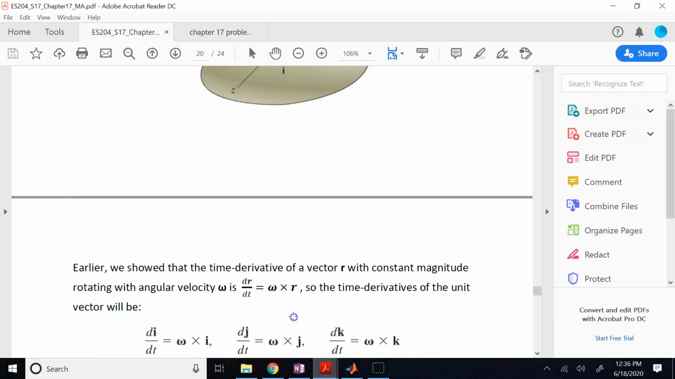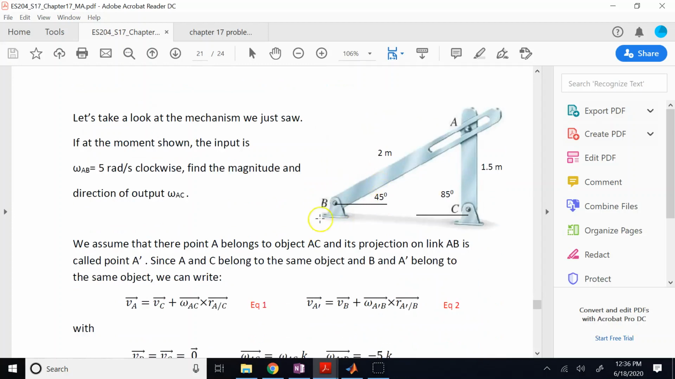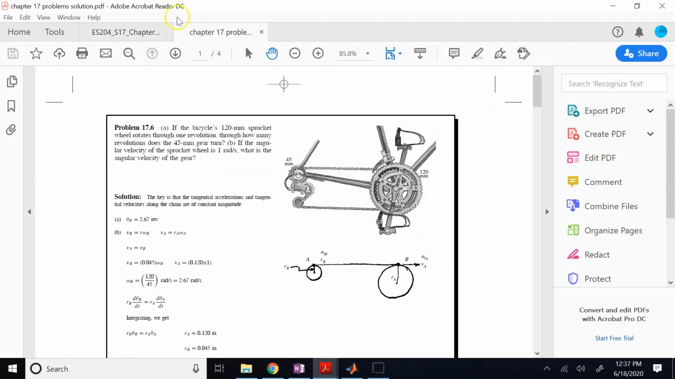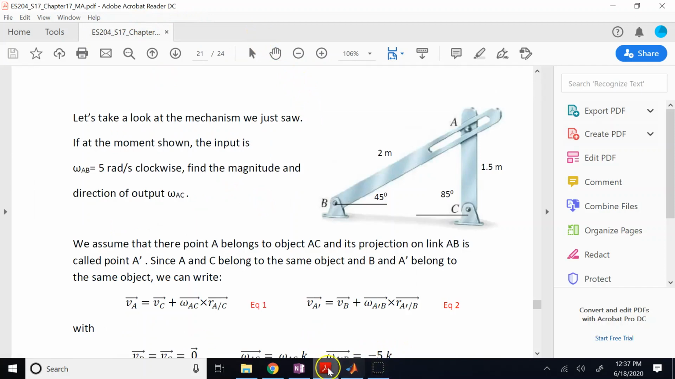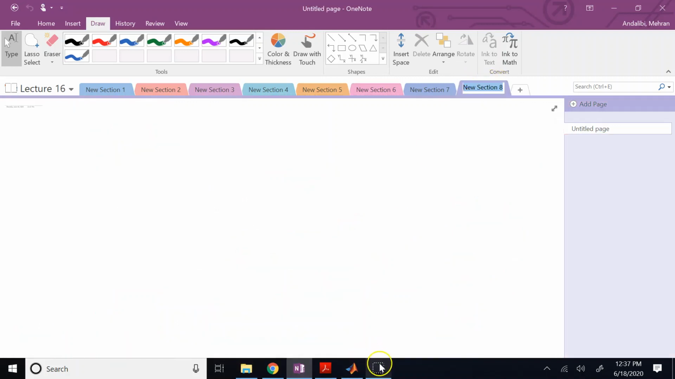Good. So now that we got this, let's together solve this example, but this time I have provided lengths. B to this point at this moment is 2 meters, A to C is 1.5, and the angles are 45 degrees, and this angle is 85 degrees. Omega AB is given clockwise, 5 radians per second. You want to find omega AC, magnitude and direction. So here, let's do it with numbers, using this new formula that we have learned. Okay, so let's do it.